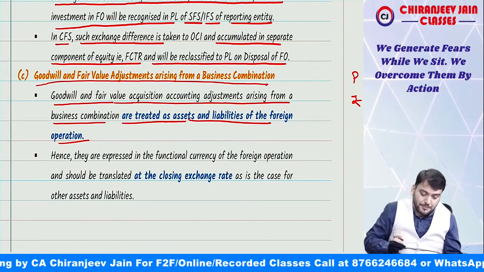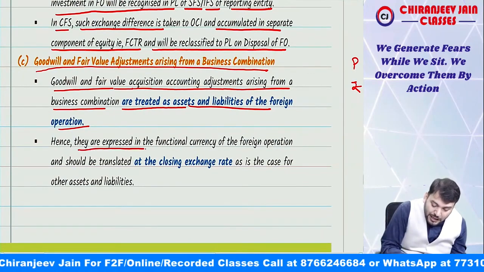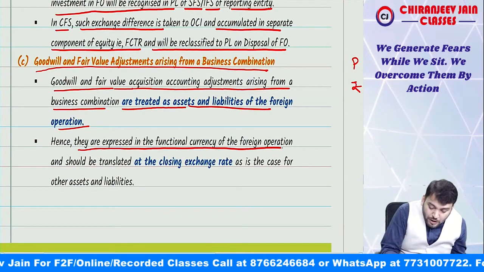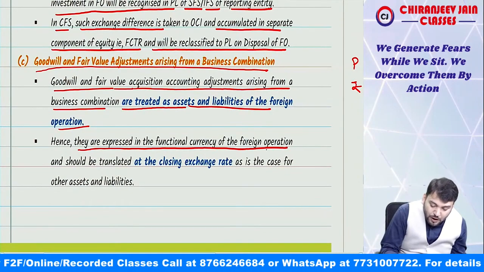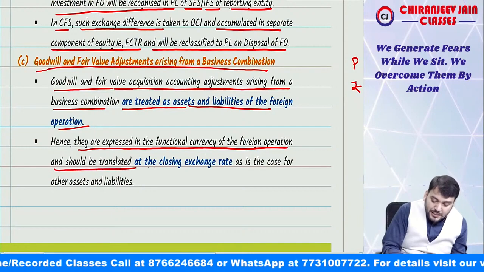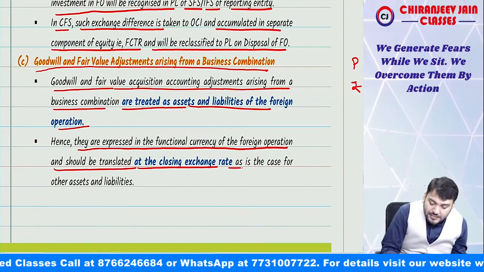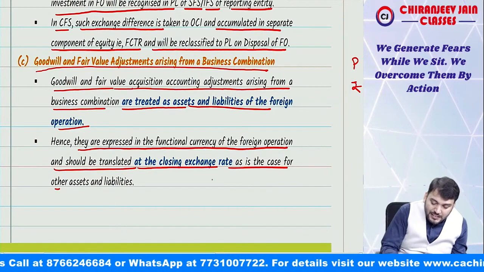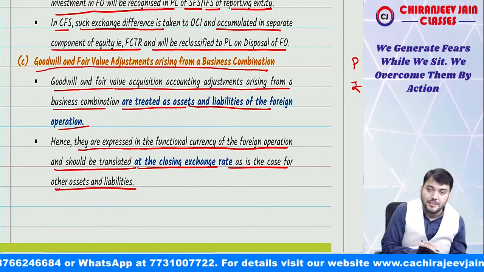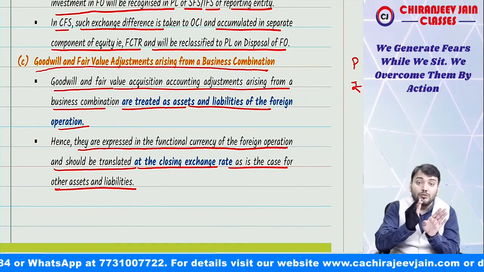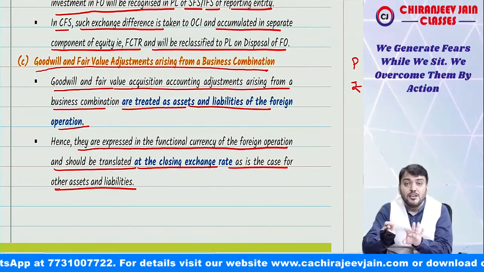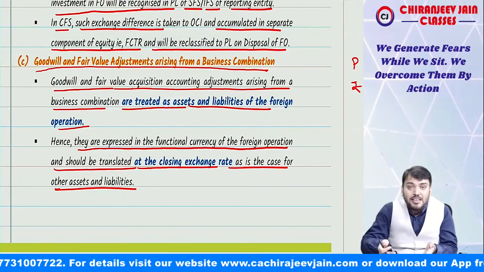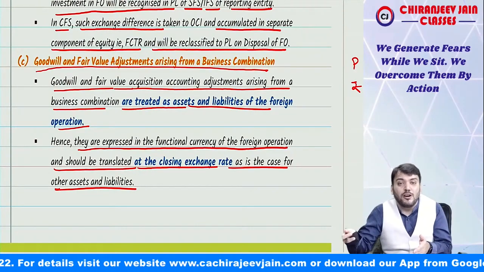Only this much concept. Hence they are expressed in functional currency of foreign operation, and should be translated at closing exchange rate as the case may be for the other assets and liability for consolidation purpose. So goodwill and fair value adjustment will always be expressed in terms of functional currency of foreign operation.